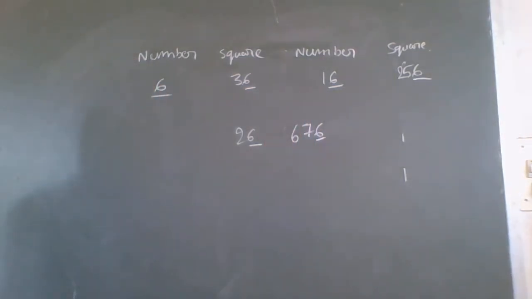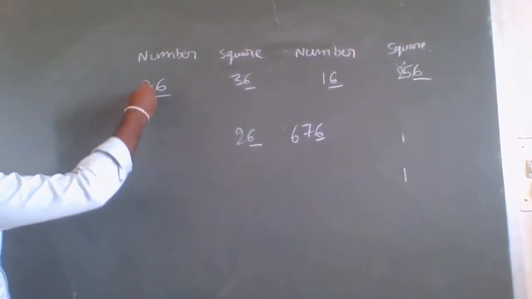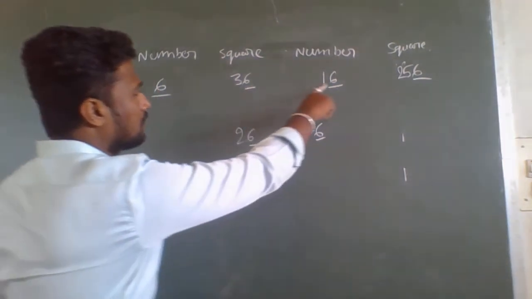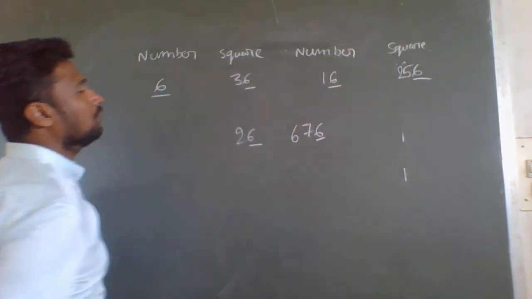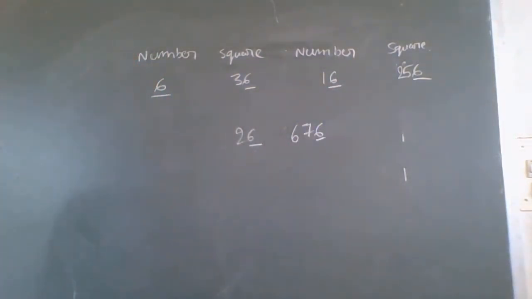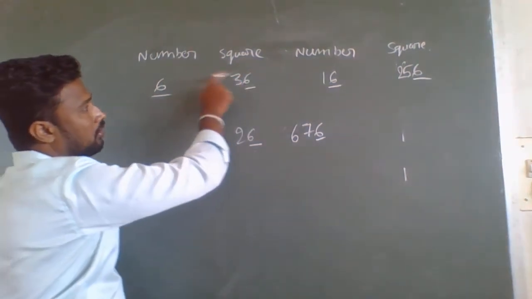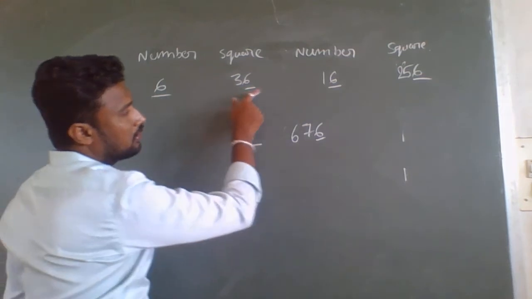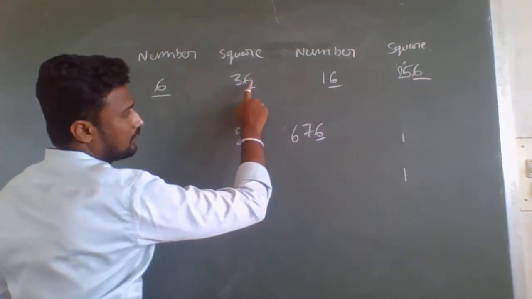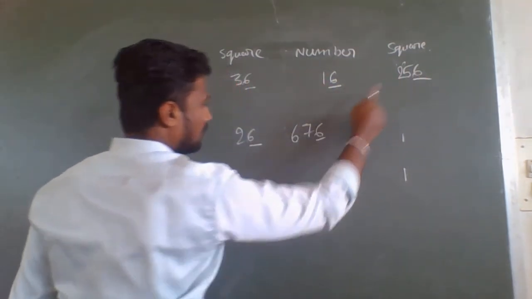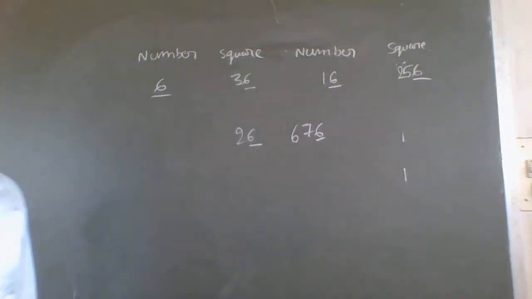So now you can tell that when in any number 6 is there at the unit place, always the square number of that number ends with 6. Here, 36 ends with 6, 256, 636, always it ends with 6.